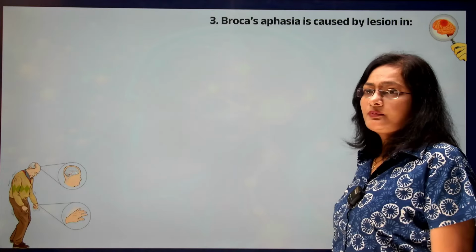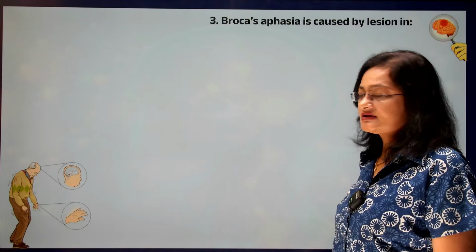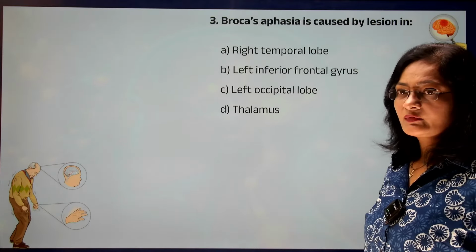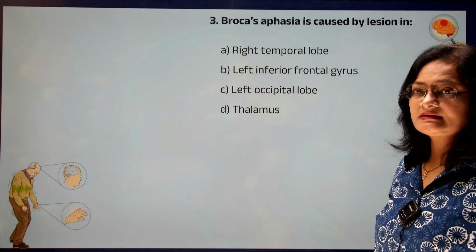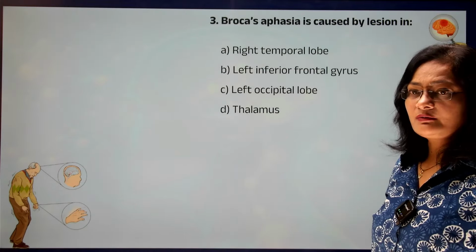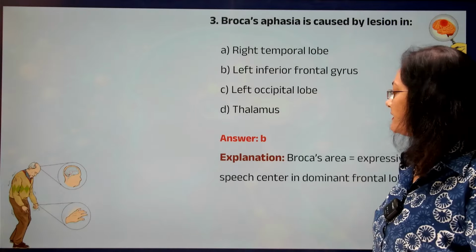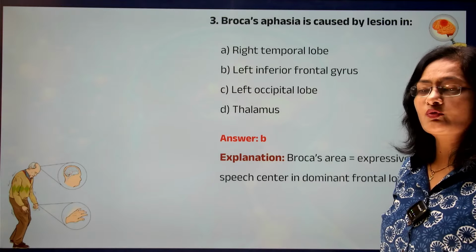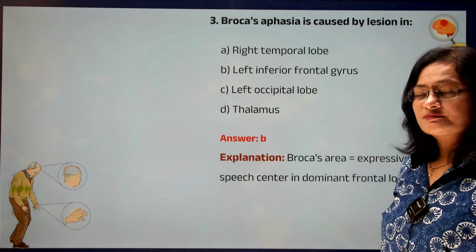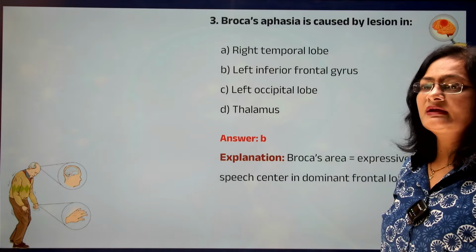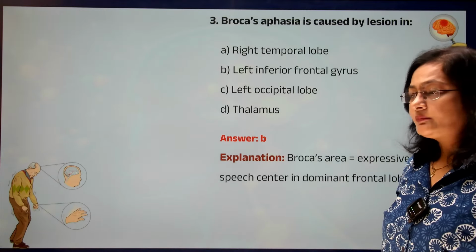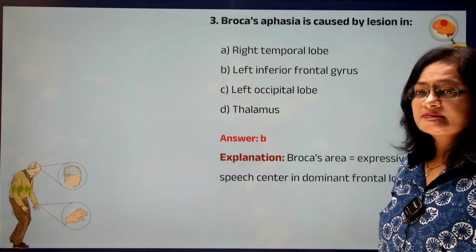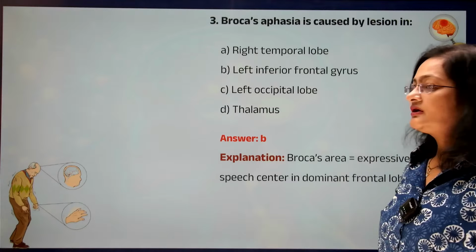The MCQ is: Broca's aphasia is caused by a lesion in which of the following? Option A is right temporal lobe, option B is left inferior frontal gyrus, option C is left occipital lobe, and option D is thalamus. Our answer will be left inferior frontal gyrus, because Broca's area is located in the frontal lobe. Whenever the frontal lobe is affected, it may result in Broca's aphasia. Broca's aphasia is also known as expressive aphasia, and Broca's area is the expressive speech center present in the dominant frontal lobe.